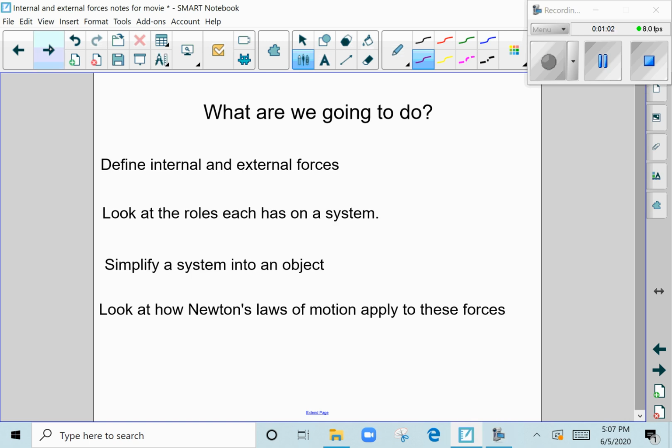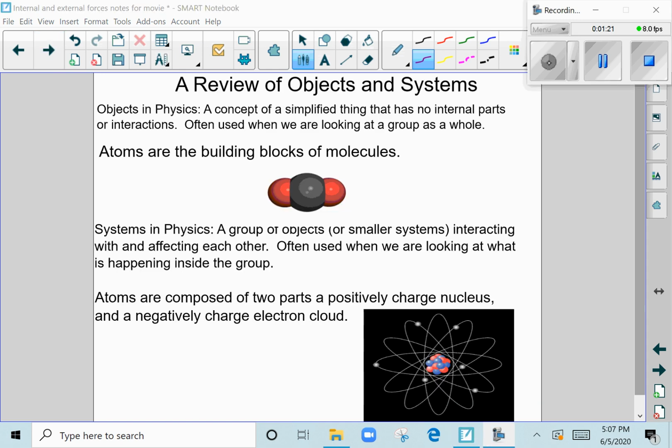In this video, we're going to identify the terms internal and external forces. We're going to look at the roles that each type of force has on a system. We'll also look at how to simplify a system into an object. We're also going to look at how some of Newton's laws apply to internal and external forces. But before we do that, we need to review real quick what an object and a system are.